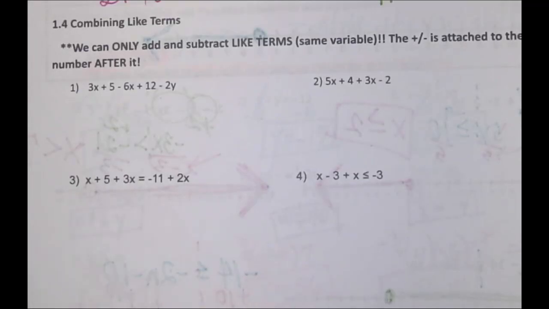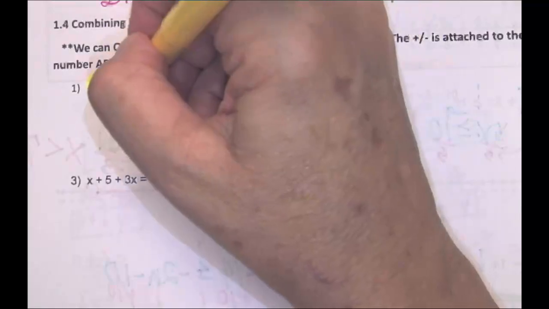Now we are going to look at 1.4, combining like terms. First, let's look at what like terms are. You can only add things that are alike to each other. So we can add x's to x's. So I have an x here. Do you see any other x's?